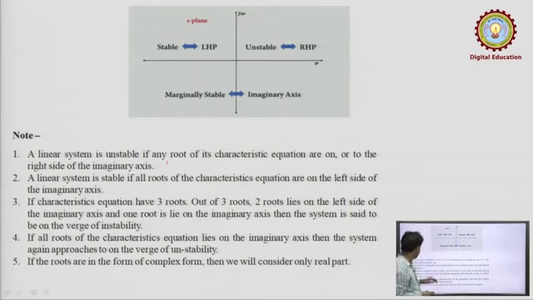So, here you can see a linear system is unstable if any root of its characteristic equation lies on the right side of the imaginary axis. All the things which I told you are written at the bottom to find out the stability of the system. I am taking an example to define the stability of the system.